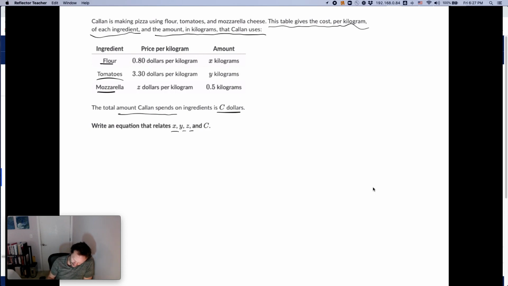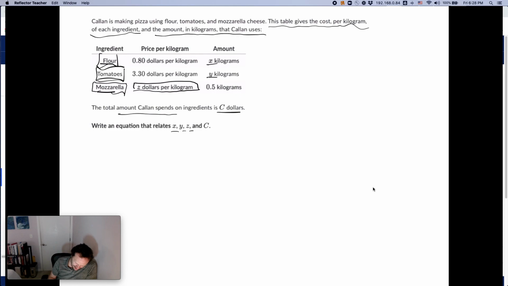Oh, we're told that X is the kilograms of flour. I didn't even know where the variables were. Y is the kilograms of tomatoes. And Z is the dollars per kilogram of mozzarella. Why do they got to do that? Because they want to make it fun. They want to mess you up. Come on. Get in the game, right?